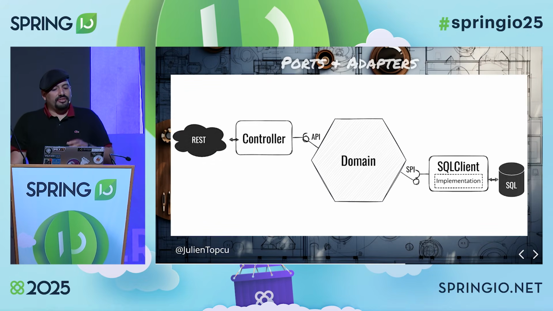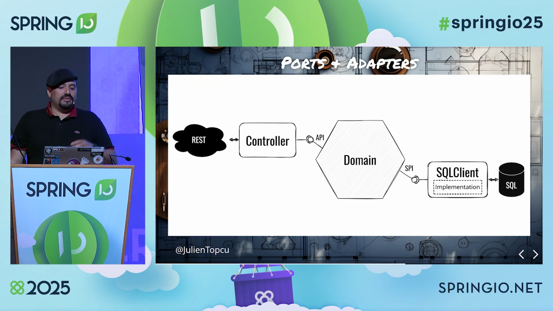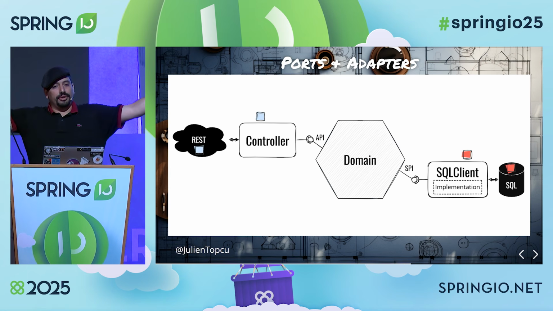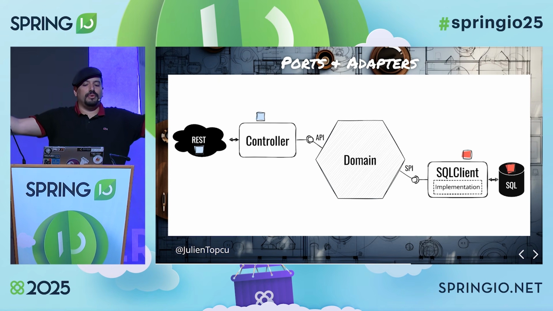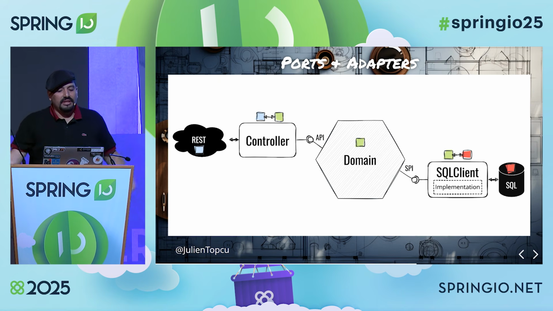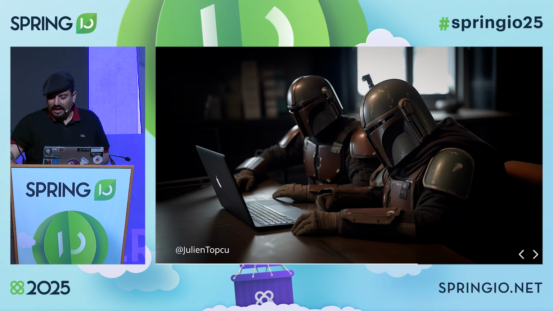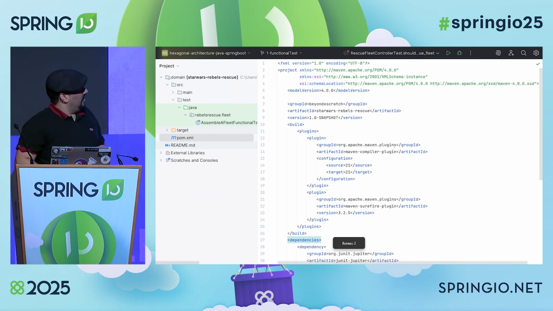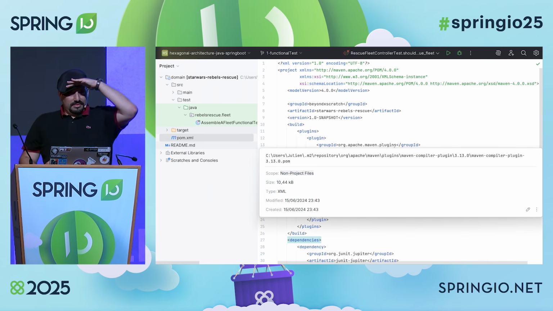So that architecture is also called ports and adapters, because these interfaces of the domain are the ports on which the technical layers can connect to adapt the outside technical world, REST and SQL, for example, into the inner world of the domain. But enough talking, let's do a little live code to see how all those things are working. Is that big enough? Yes?